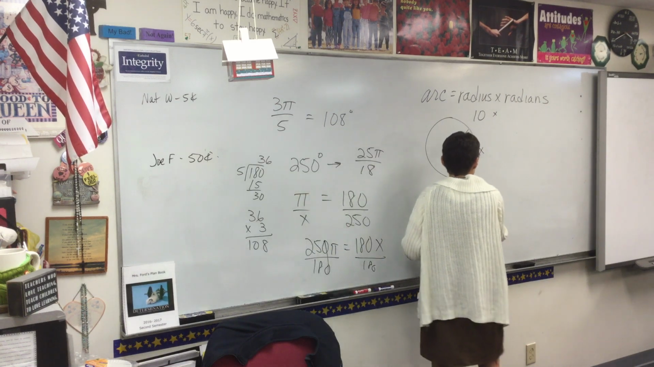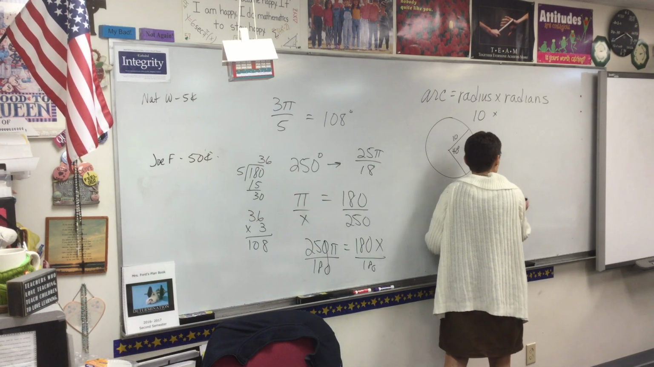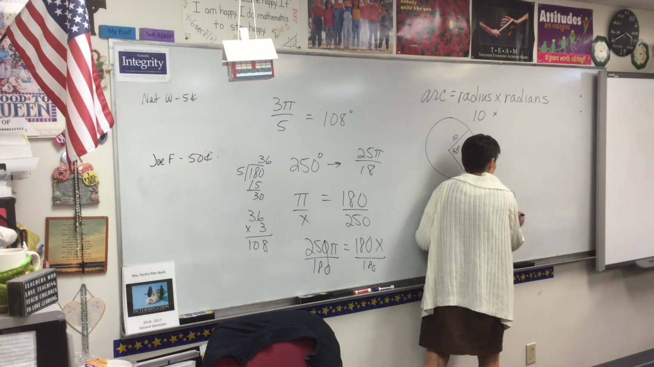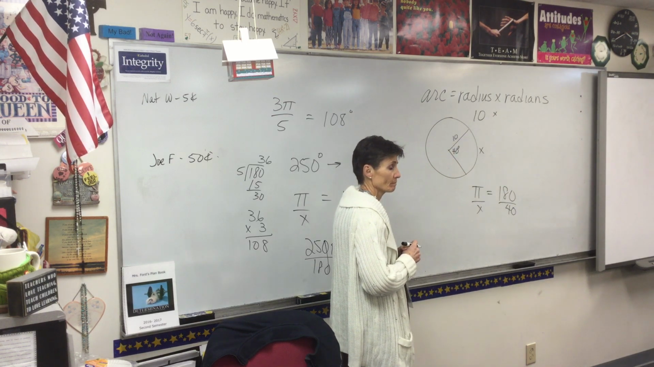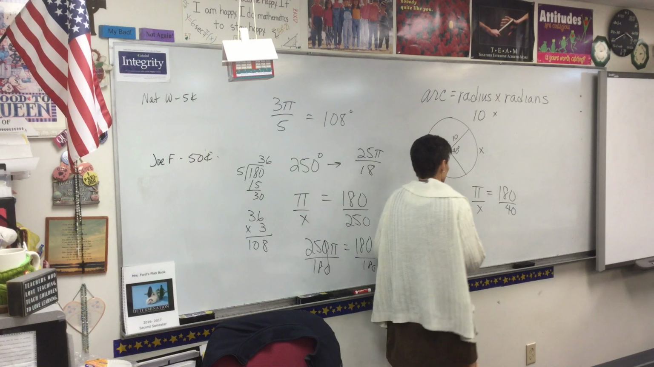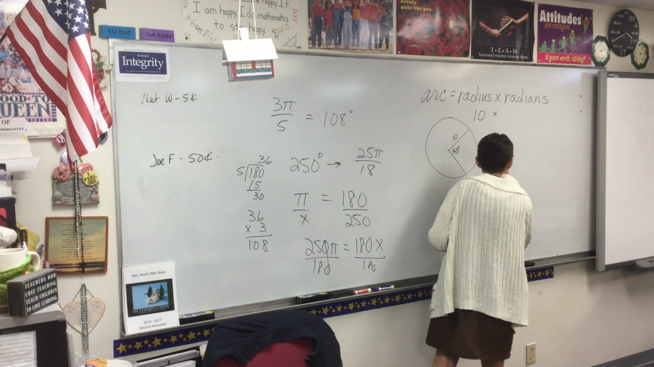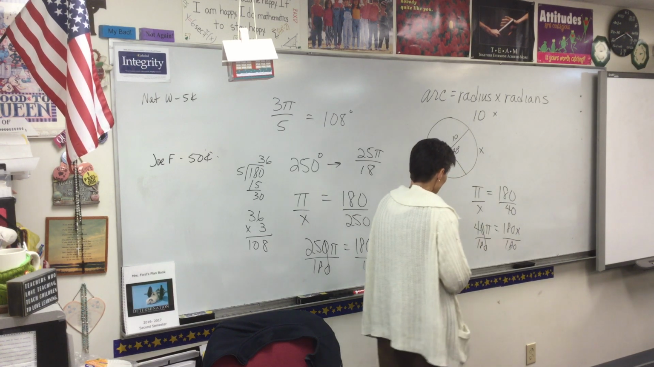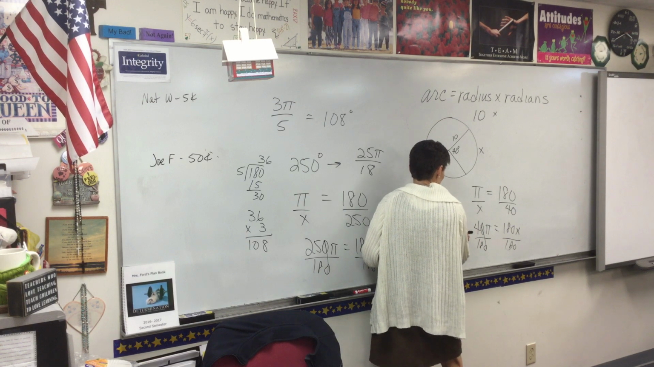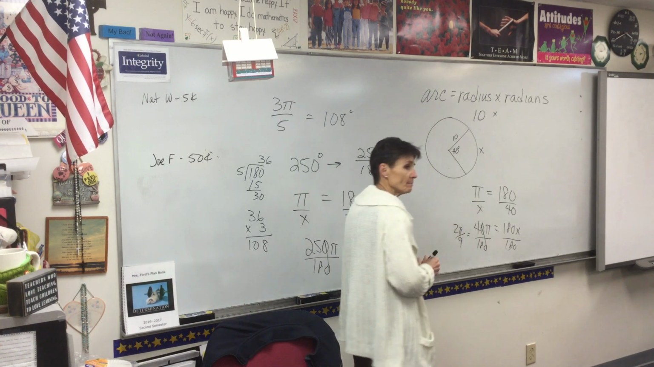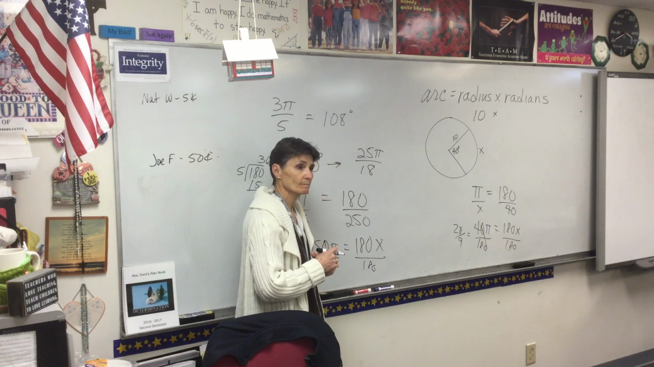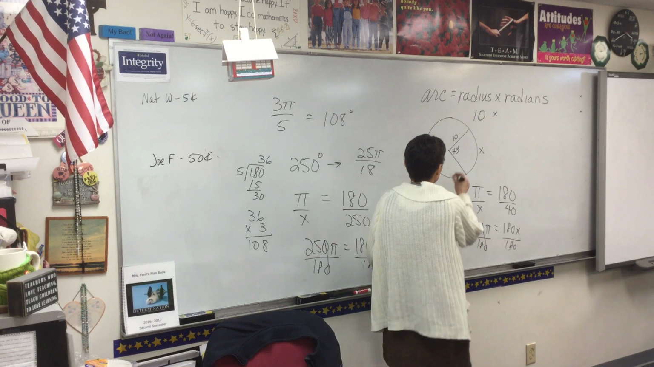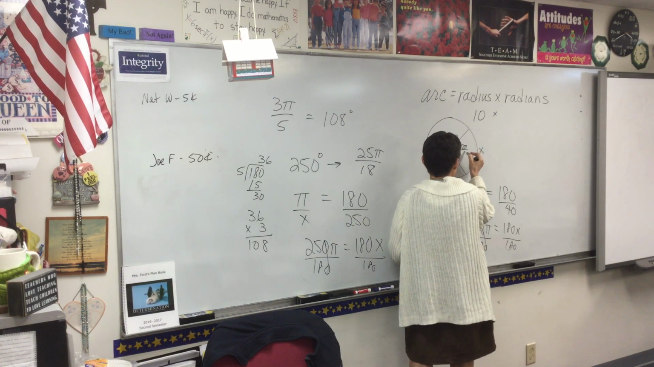I'm going to start with pi. This is off to the side, this is not part of the answer. So pi equals 180. So what is 40? 40 pi equals 180x. That reduces to 2 pi over 9. Right? Yep. Now that's not the answer, don't get excited. That's the radian measure here, that's 2 pi over 9.